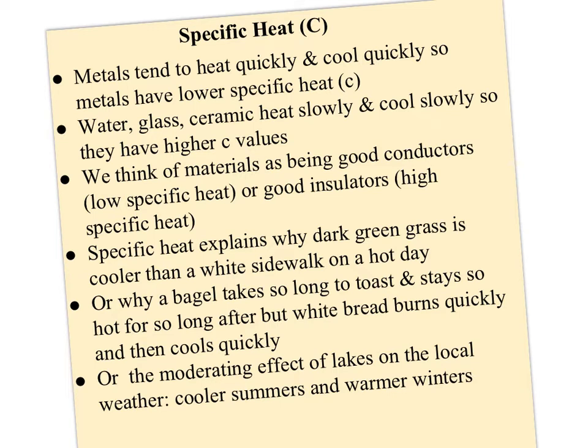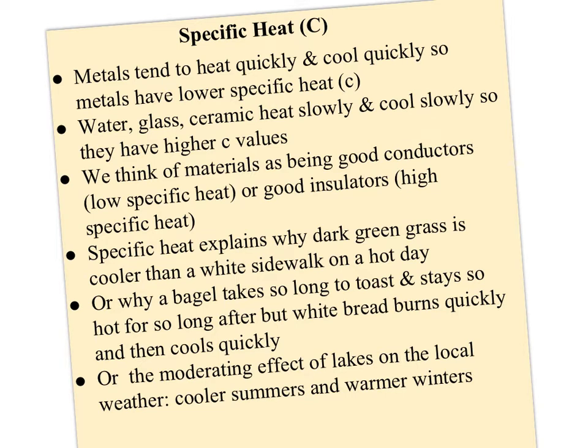So when we talk about specific heat values, metals tend to heat up quickly and cool down quickly. So they have a lower specific heat value. It doesn't take a lot of energy to get a metal to heat up. You put a metal spoon into your hot cup of coffee and it quickly becomes warm itself. But things like water, glass, ceramic, they tend to heat slowly and then they also cool slowly, so they have higher specific heat values.